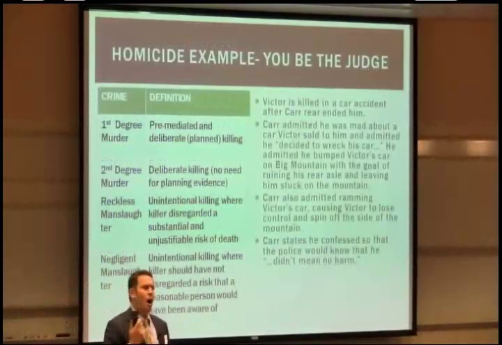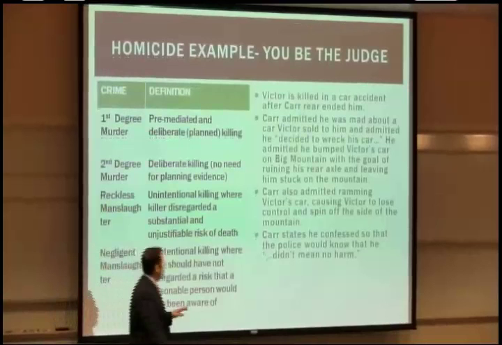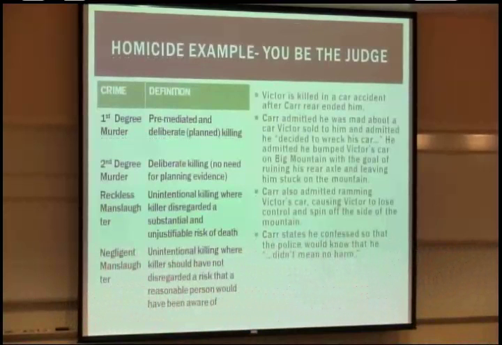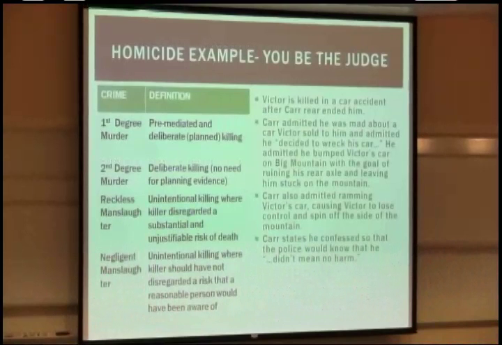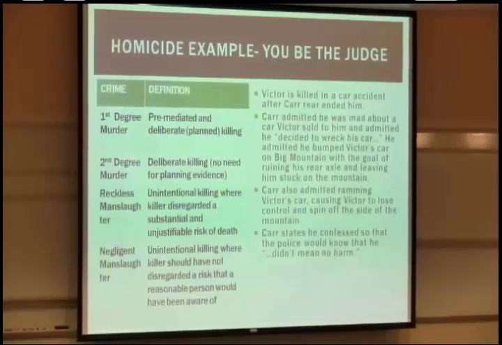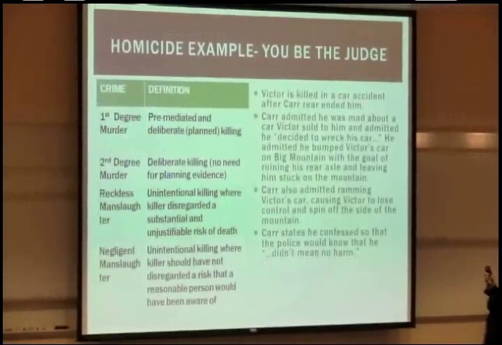Here's our hypo. You got Victor. Victor the victim. Easy to remember, right? Killed in a car accident after Mr. Carr rear-ends him. Carr states, I was mad about the vehicle that Victor the victim sold me, and Carr admits, I wanted to wreck his car. He says, I bumped Victor's car on Big Mountain with the goal of ruining his rear axle and leaving him stuck on the mountain.